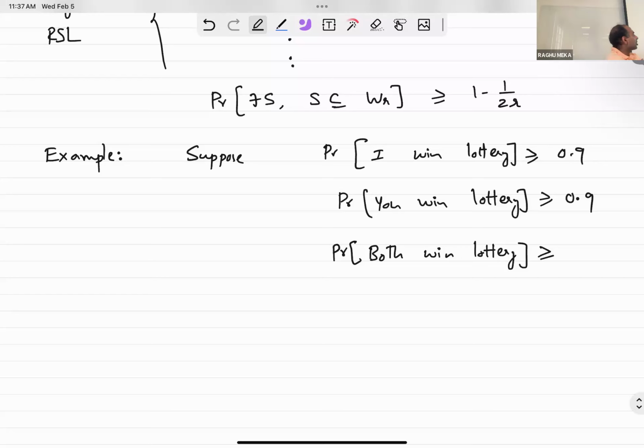Can I get any lower bound on the chance that both of us win the lottery? What do you think? So I have a 90% success rate. You have a 90% success rate. What's the chance that both of us succeed without knowing anything about dependence, independence, or anything? My claim is we can still get a pretty good lower bound on the chance that both of us win the lottery. What can we say about that?